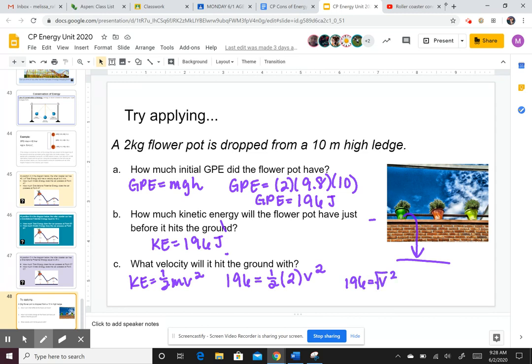And then you take the square root. And the square root of 196, I believe it's 14. Let me check myself. Yep, 14. So v equals 14 meters per second. So just before it hits the ground, it'll be moving at 14 meters per second, assuming all of the energy is conserved.